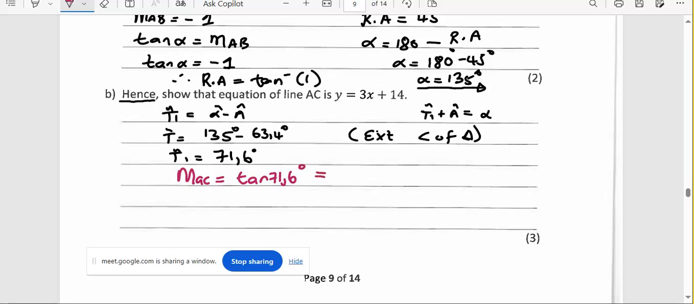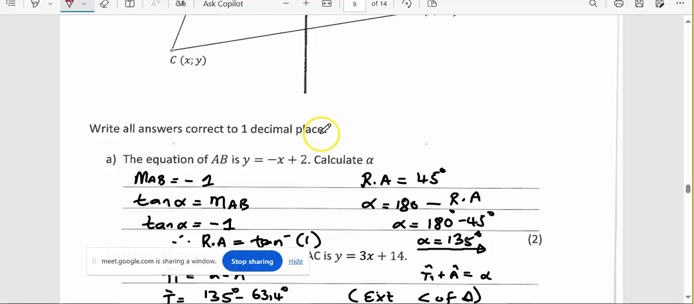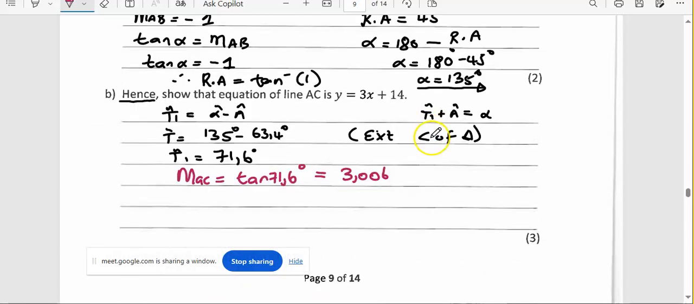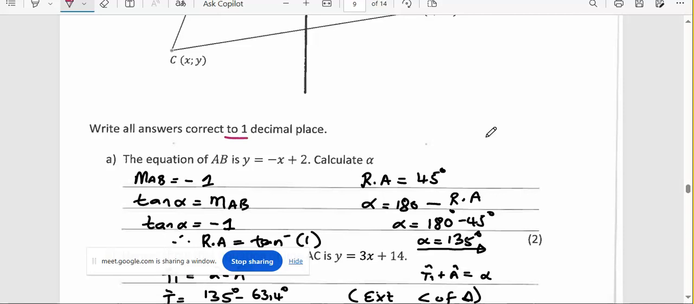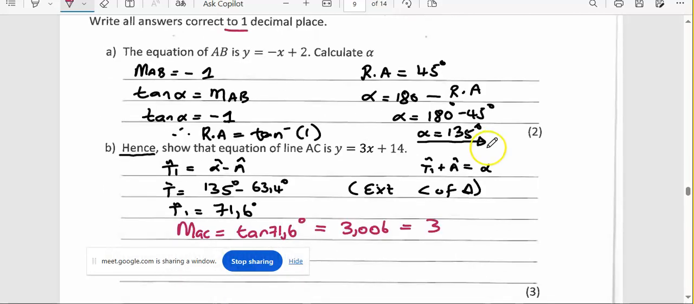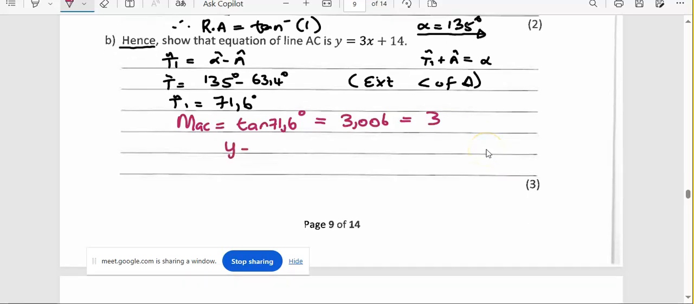Right. So tell me your answer, what is tan 71.6? 3.006. But if you go back to your instructions, they say write correct to 1 decimal place. So to 1 decimal place, it will be 3.0. So we can write this as just 3. So the gradient is 3. Can you see now we are almost getting the equation that we need, because now we have the gradient as 3. We know that the equation is y equals mx plus c. That's the equation of AC. But now we already know that the gradient is 3, so we just have to find the value of c.